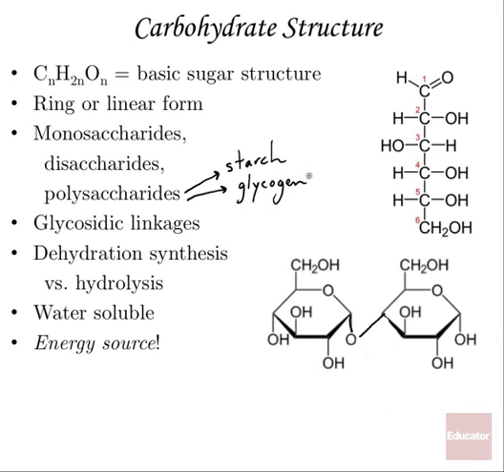Glycogen is how we store sugars in our liver and muscles. Starch and glycogen are both made of lots and lots of glucoses. It's just that the way the glucoses are bonded together is slightly different in terms of the way the glycosidic linkage looks. And then another good example of a polysaccharide is chitin.